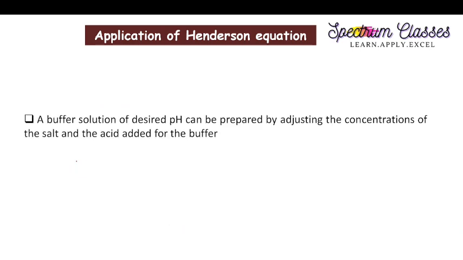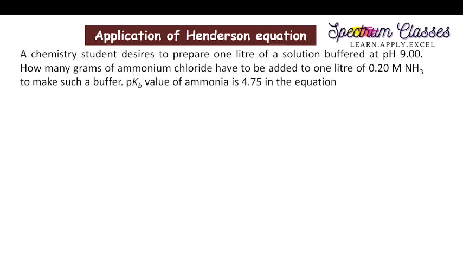Now another application. A buffer solution of desired pH can be prepared by adjusting the concentration of the salt and the acid added for the buffer solution. So here I am going to give you one example. Suppose a chemistry student desires to prepare 1 liter of buffer solution of pH 9. How many grams of ammonium chloride have to be added to 1 liter of 0.2 molar ammonia to make such a buffer? pKb of ammonia is equal to this much, right?